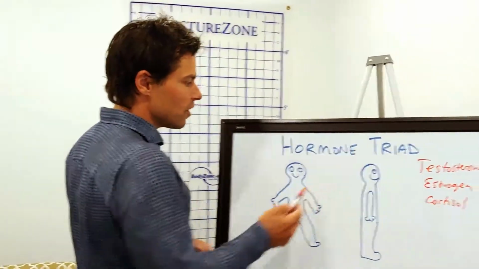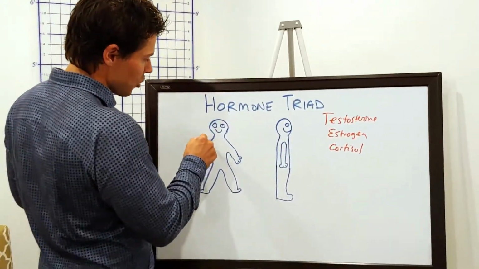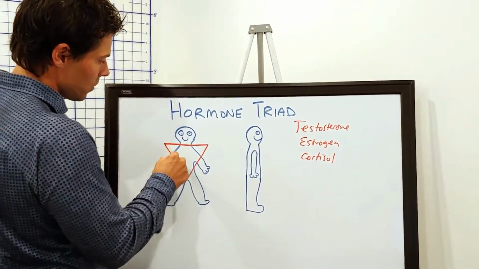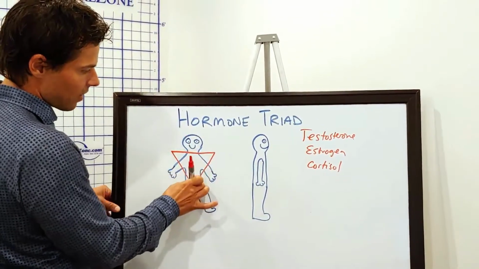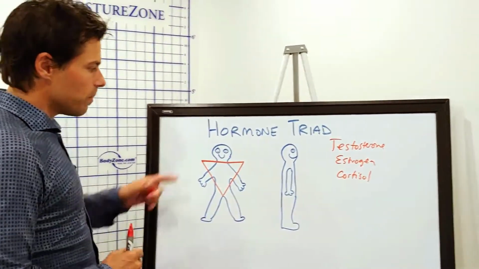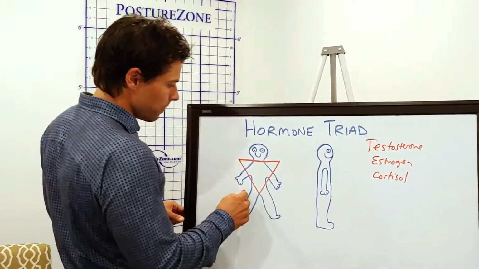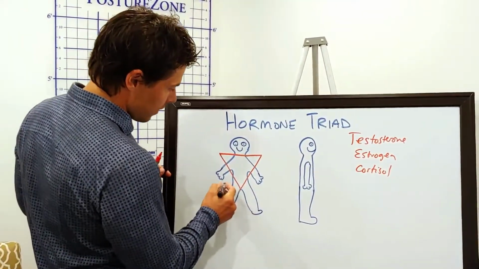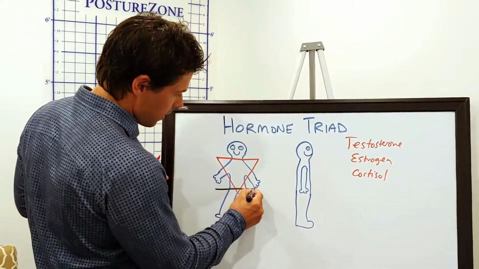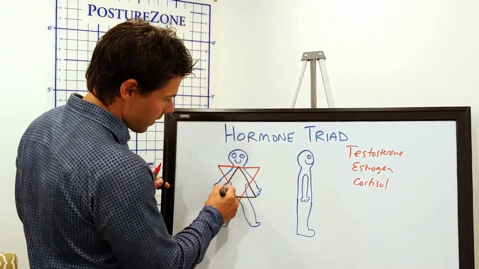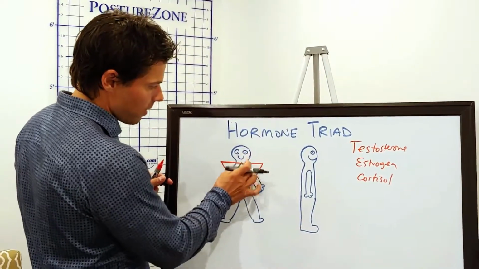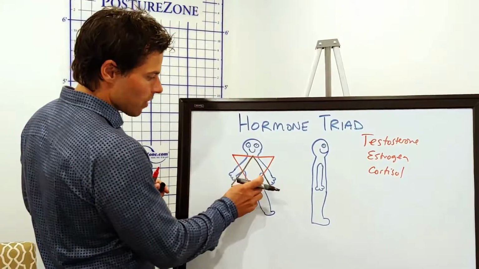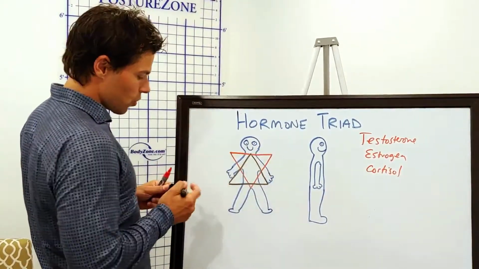Now, a dominance for testosterone is going to be a triangle that goes like this: broad in the shoulders, narrowing at the waist. Okay, so that would be testosterone. Estrogen would be the opposite. The triangle looks like this. So again, if your body shape is more of this nature, you're going to be more estrogen dominant. More testosterone dominant is the broad shoulders.